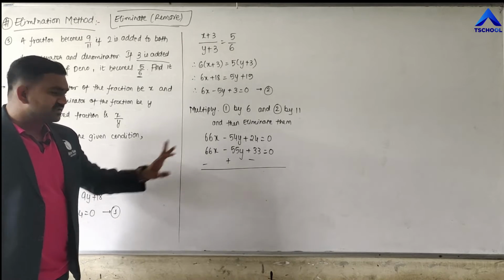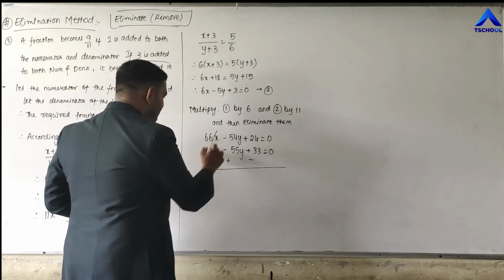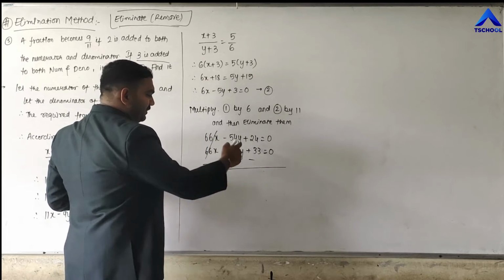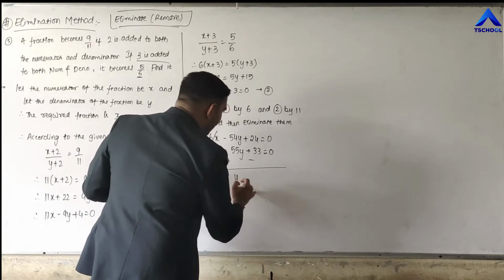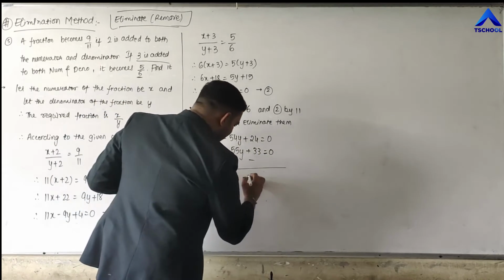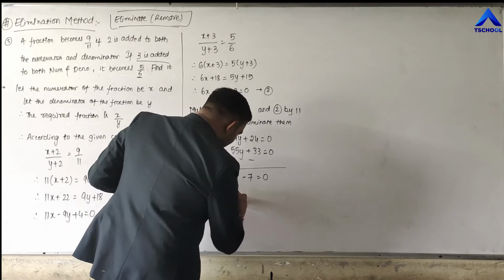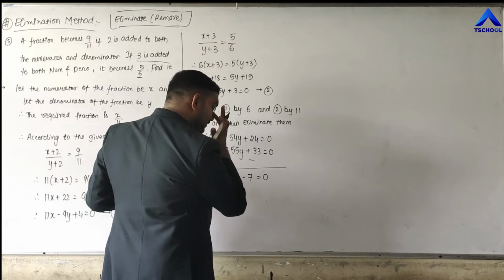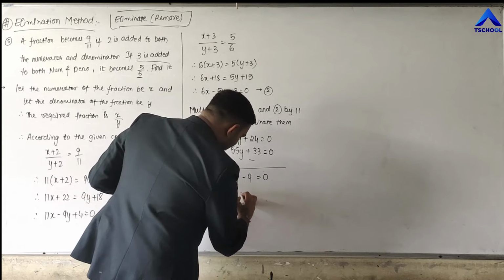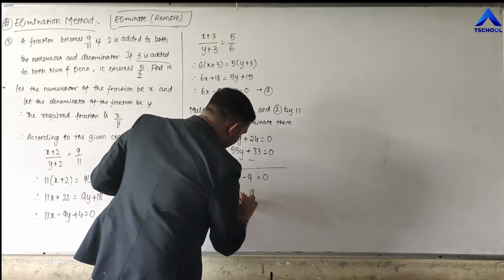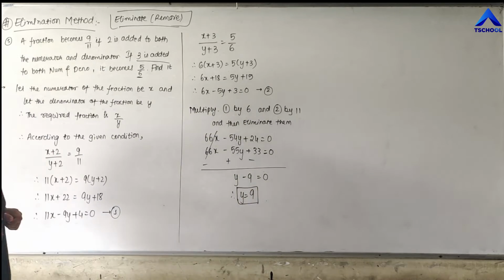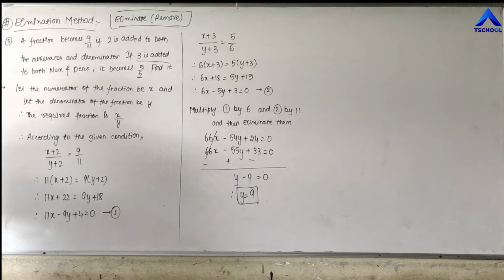So 66x minus 66x, this will be cancelled to 0. Right, so this is minus 54y plus 55y, that leads me to y, and this is minus 33 plus 24, that is minus 7 is equal to 0. Sorry, that is not minus 7, 6 plus 3, that is 9. Right, so that is 9 and hence y is equal to 9. So we get the solution of this equation as y equals 9. Is it clear?